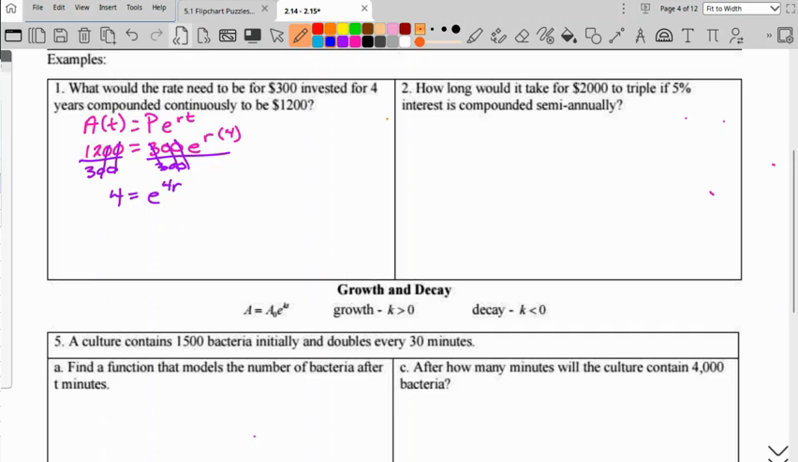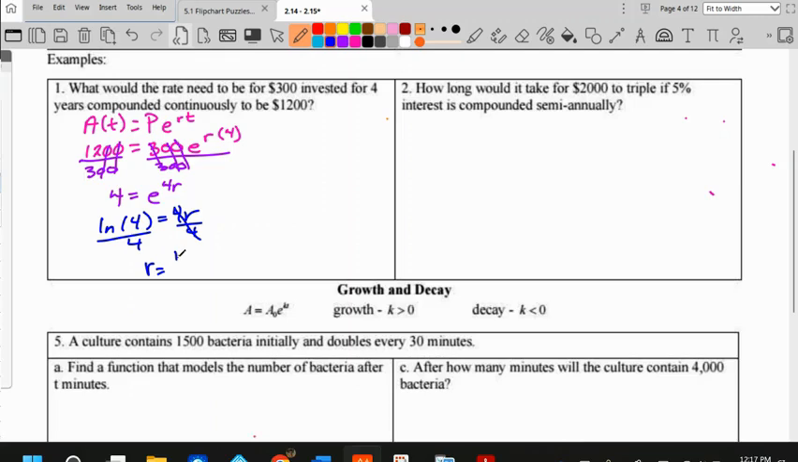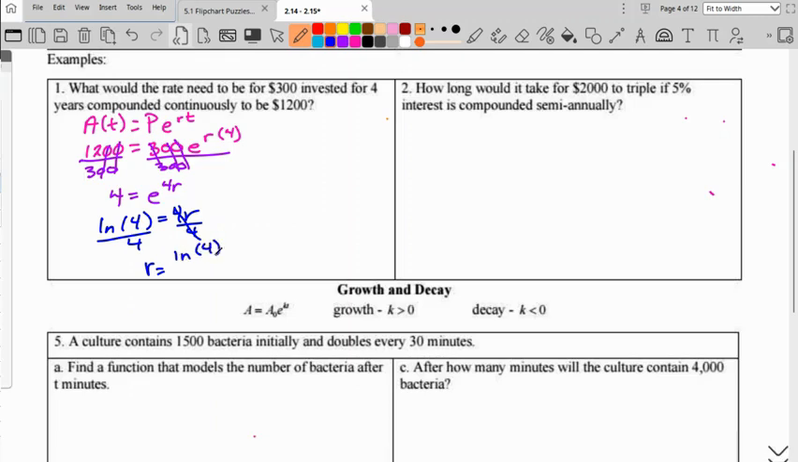What should we do next? Right, rewrite it in logarithmic form. Can you give that to me, Vinay? What should that look like? Perfect. And then last step, to get r by itself, divide both sides by 4. My rate equals the natural log of 4 over 4. If I was going to use this in another problem, I would keep it in exact form just like that. But because we want the rate as our final answer here, we're going to go ahead and get a decimal approximation of that.